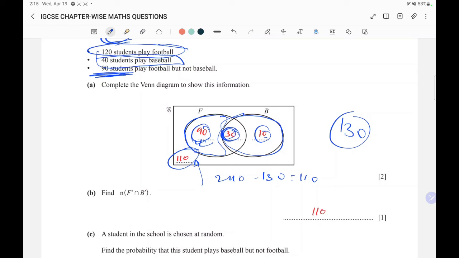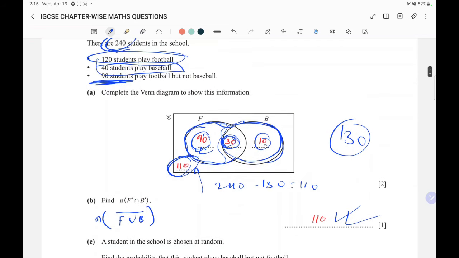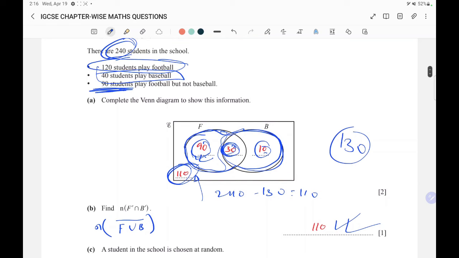So this is basically F union B whole complement. Okay, this is called De Morgan's law. So F union B is this, and complement means outside, so this is 110, that's why it is 110. Or if you don't want to use this rule, then I will try to explain here.